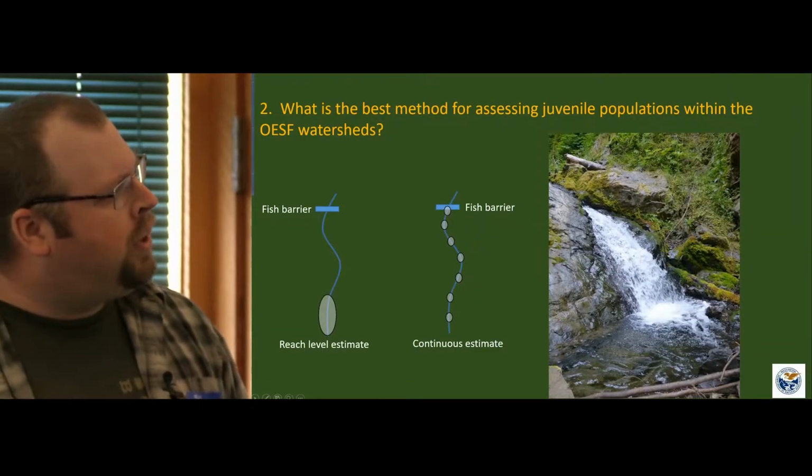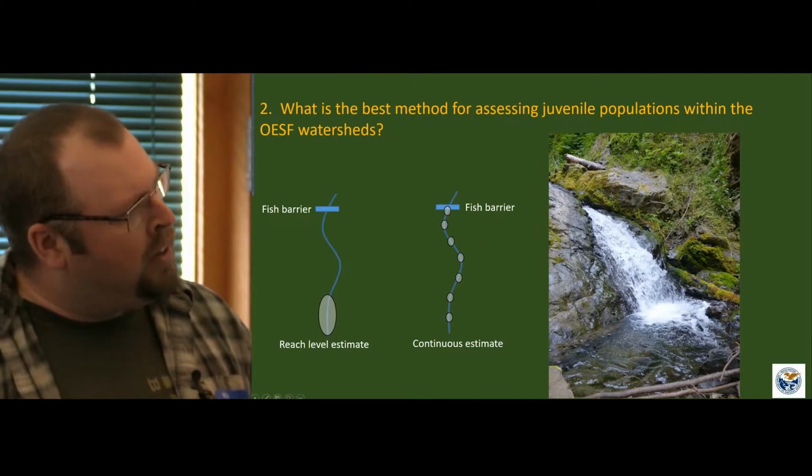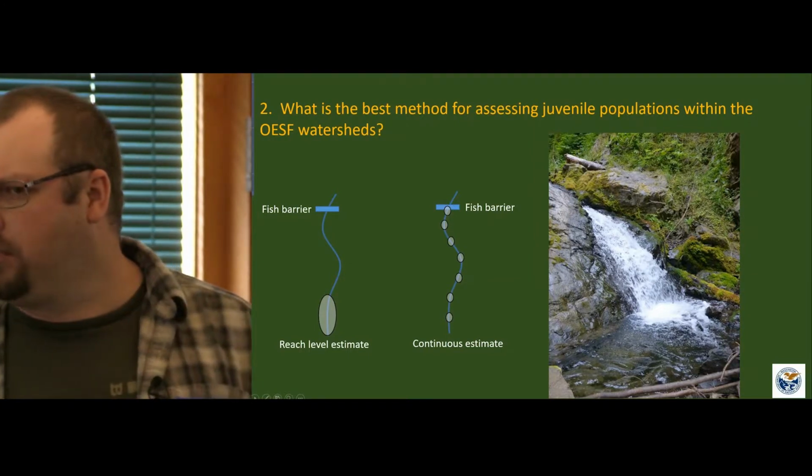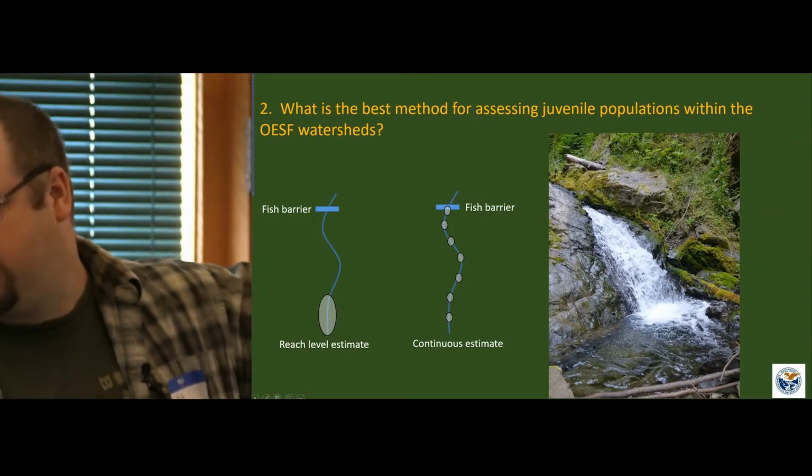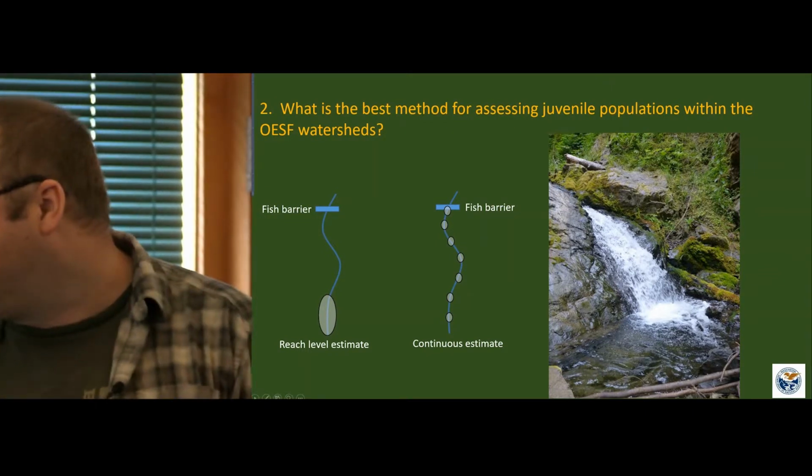So the second question was, should I do a more intense method at the reach scale using multiple pass removal, or a much less intensive pool-only sampling all the way up through the fish distribution of a stream?